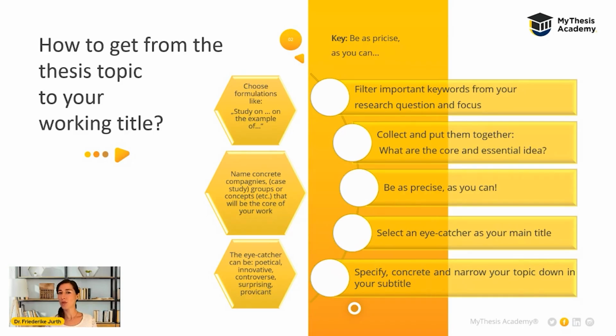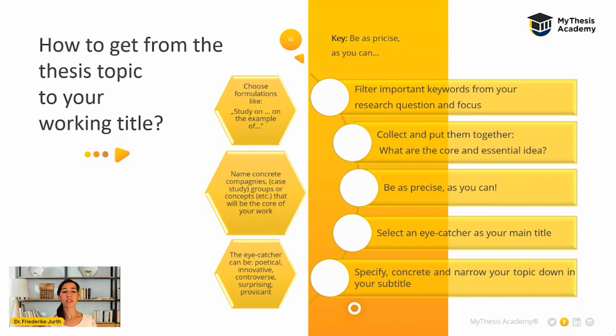What I would do is also to select an eye-catcher as the main title. This means that you can choose a kind of provocative title, something illustrative that the reader will keep in mind, something creative, whatever you want. This you can select as a main title, and then in the subtitle be as concrete and as specific and narrow your topic down as well, as focused and as condensed as you can.